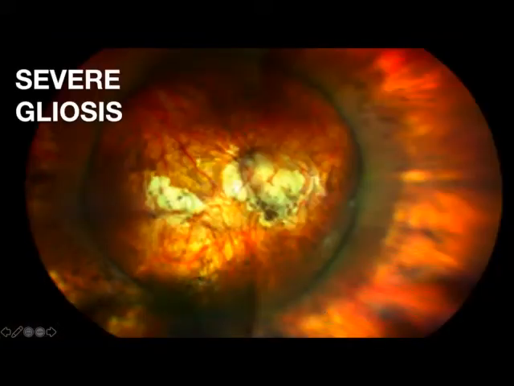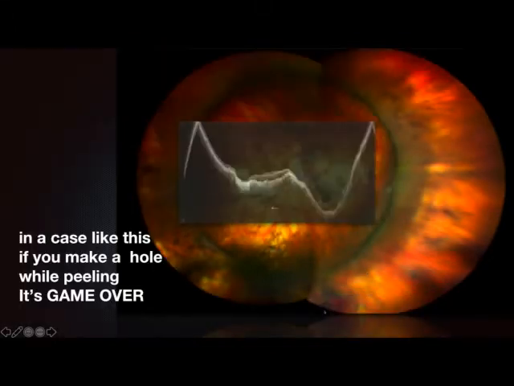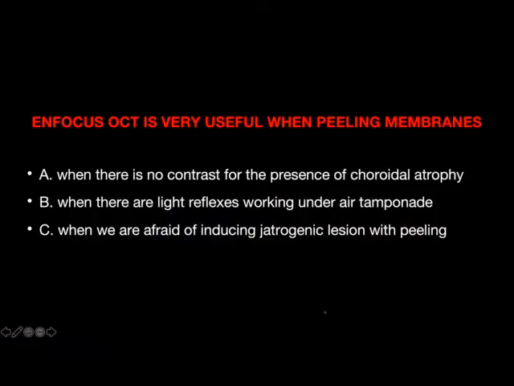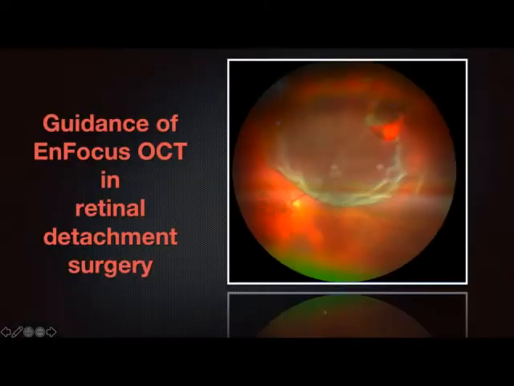This is another case of severe gliosis in a high myopic patient operated with vitrectomy and encircling buckle. She developed an epiretinal membrane. I could not make any mistake or make holes, and the intraoperative OCT was extremely useful. This is pre-op and post-op. So I would say that in peeling membranes, the OCT is useful when there is no contrast, when the light reflexes under air are intruding, and when we are afraid of inducing iatrogenic lesion with peeling.